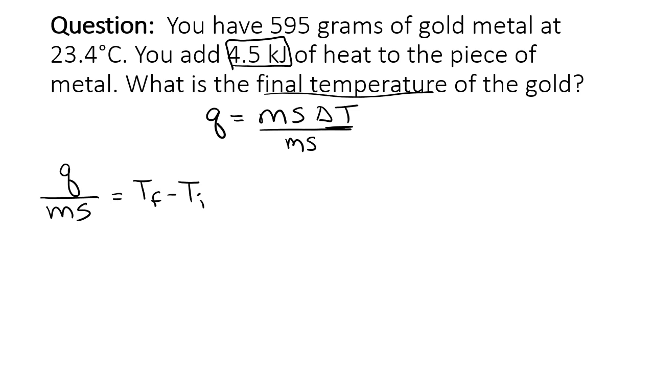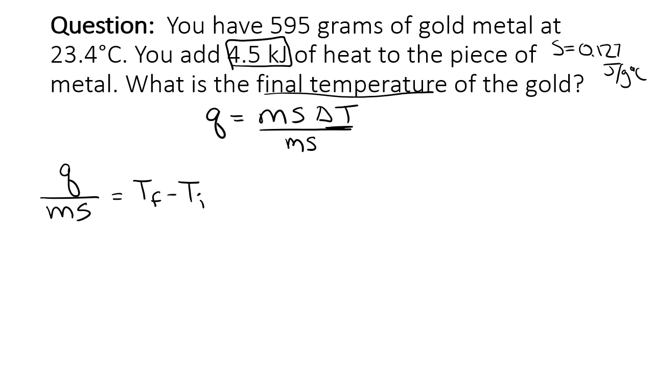It might not be noticeable. Let me find out the specific heat for gold. If I look at a chart, which is in your periodic table or your course pack, the specific heat of gold is 0.127 joule per gram degree Celsius. I wanted to look at that to point out that the specific heat has units of joules, so we need to convert the 4.5 kilojoules to joules first.